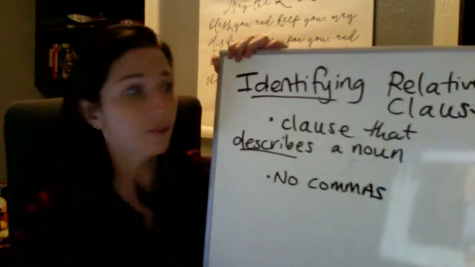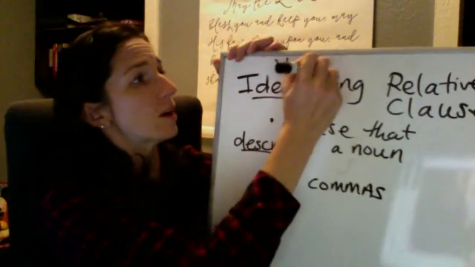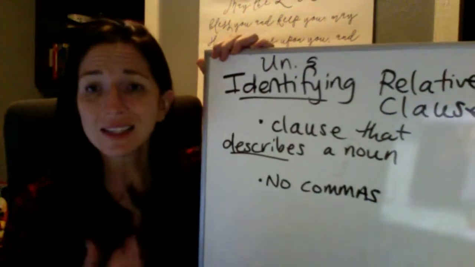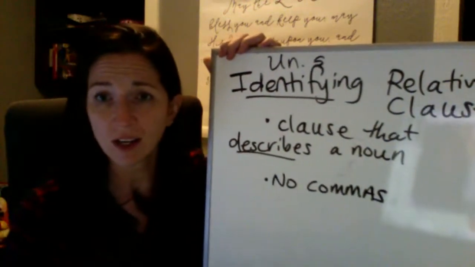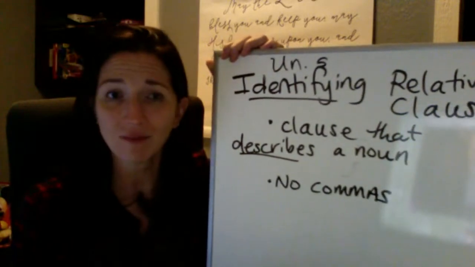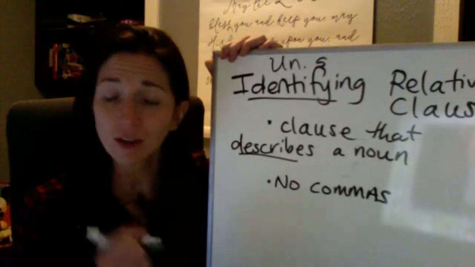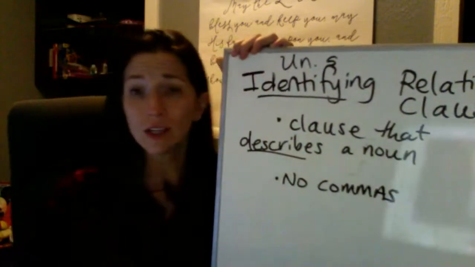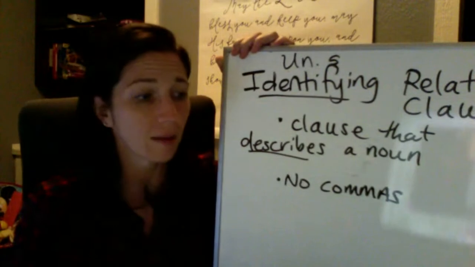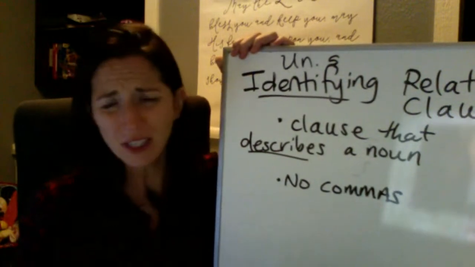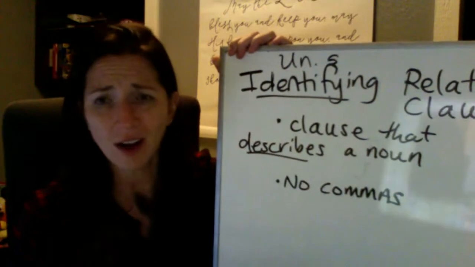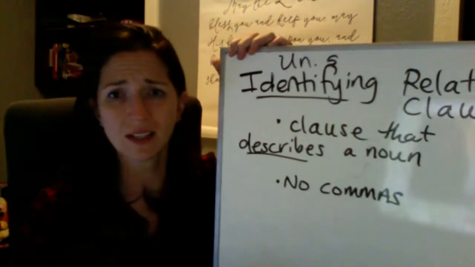In Unit 5, identifying relative clauses, we don't use commas because this is considered essential information to identify which person or thing we're talking about, which noun we're talking about. So please don't use commas. We will use them in Unit 18 when we're giving extra information, usually some description of the person, a teacher at Schoolcraft College, someone who does this or that.